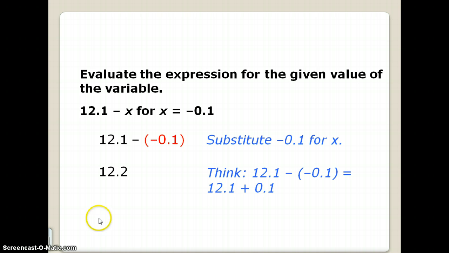That's the end of section 3 from chapter 2.